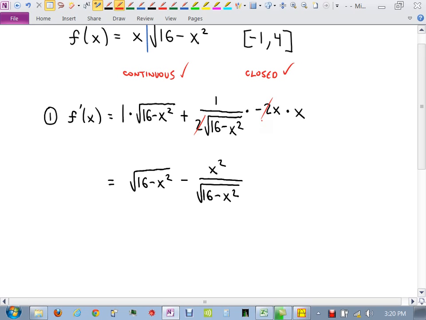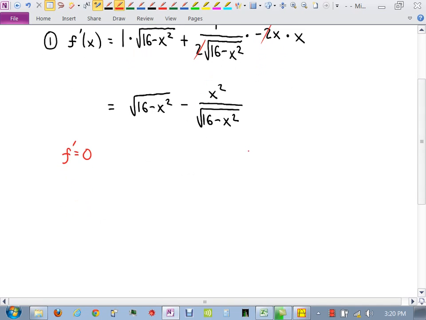But now we have to take this thing, set it equal to 0, figure out where it's undefined. So my first thing is, where's this derivative equal to 0? Next thing I'm going to do is figure out where the derivative is undefined, or where does the derivative not exist? You already set that equal to 0? Ready or not? Here we come.